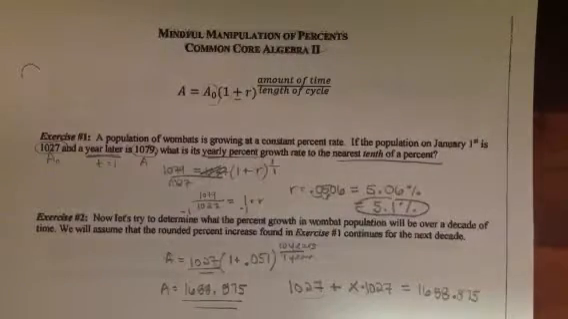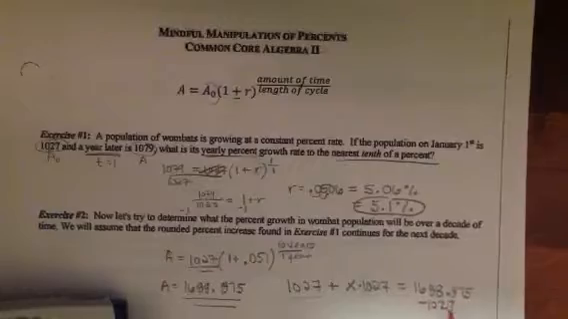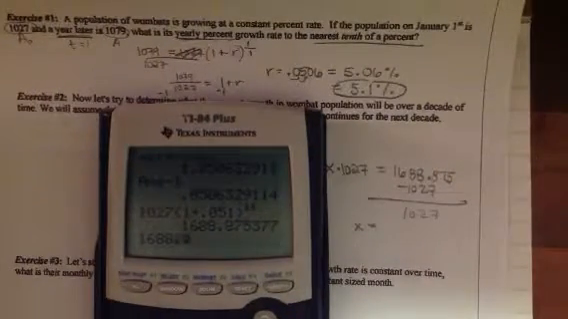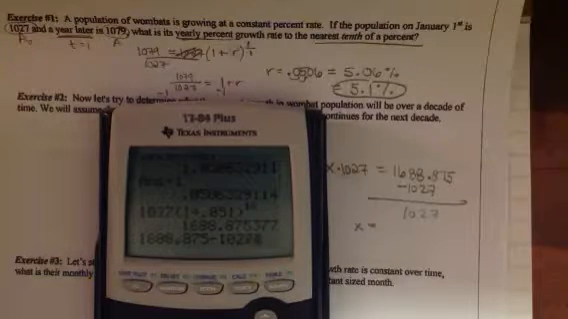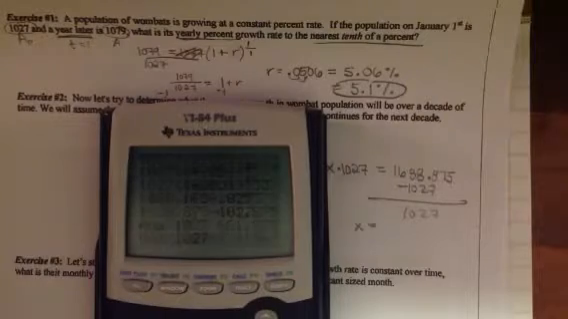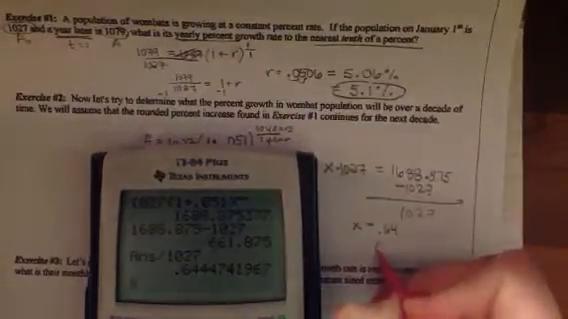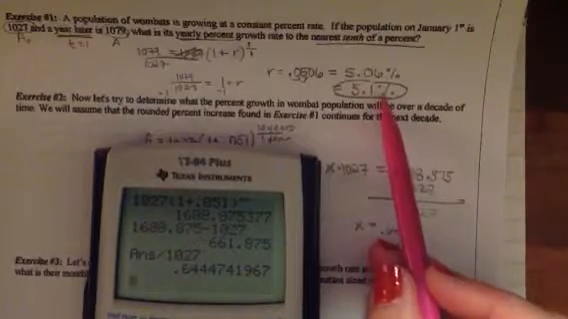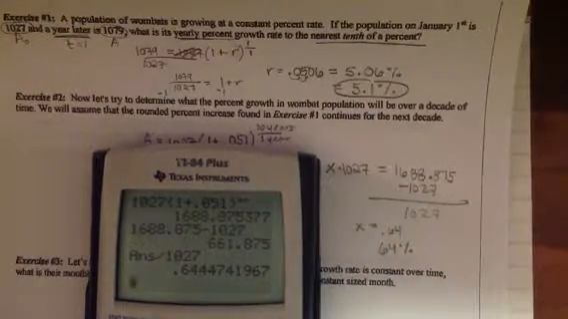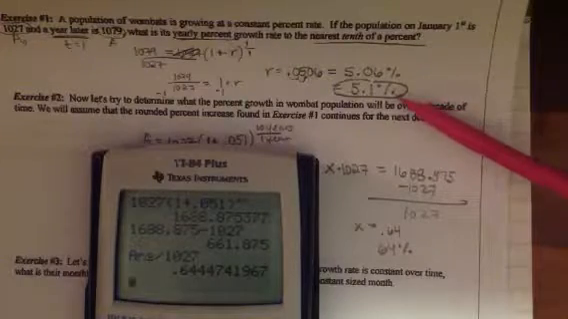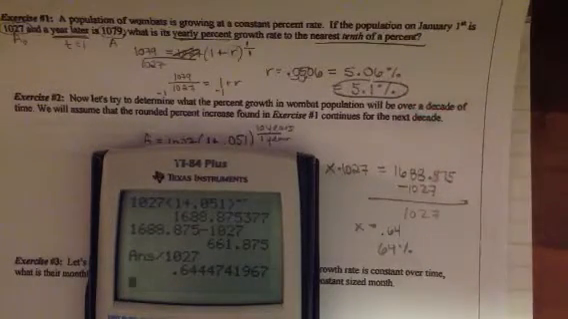So we'll figure out that percentage rate by subtracting 1027 first to get rid of that on that side, and then dividing by 1027. So x will equal 1688.875 minus 1027 divided by 1027, and it grew by 64% over a decade. So 5.1% per year, keep growing by 5.1%, is overall a growth rate of 64% in the decade. What you should notice is it's not 10 times that amount because it's 10 years of this. It's actually more than 10 times that amount.